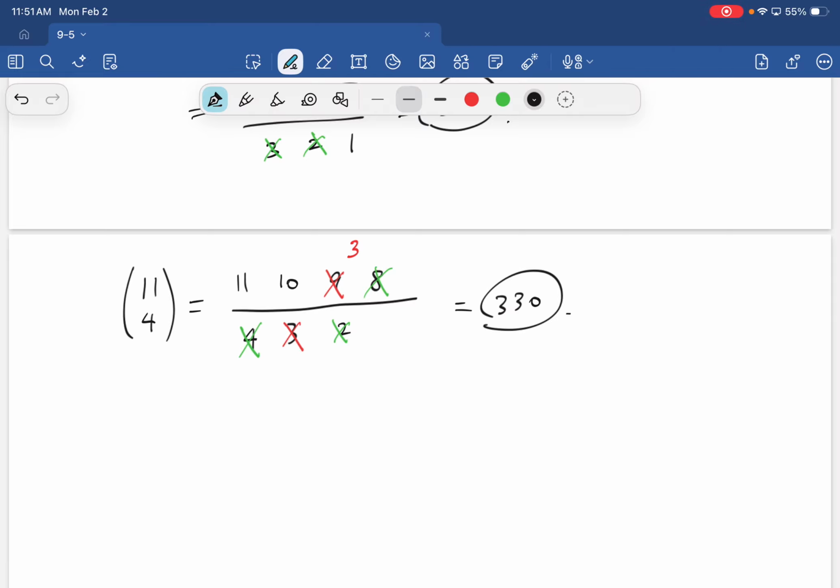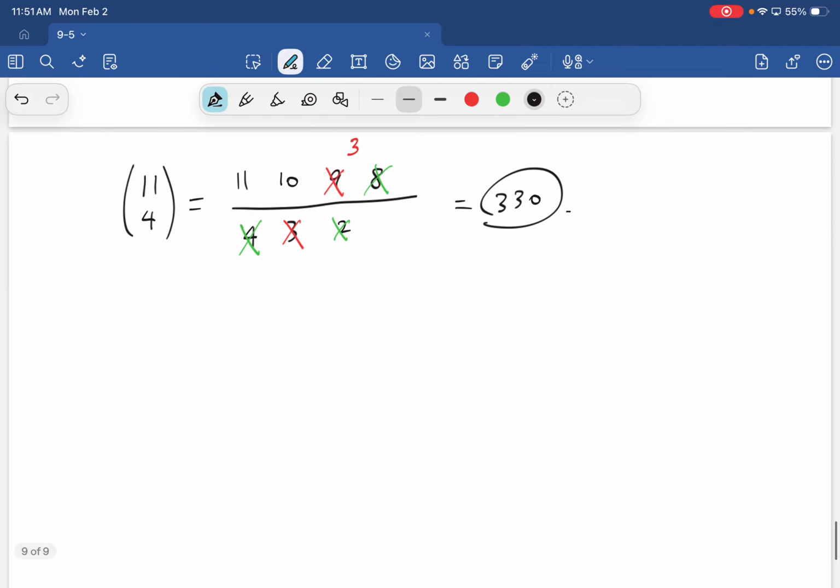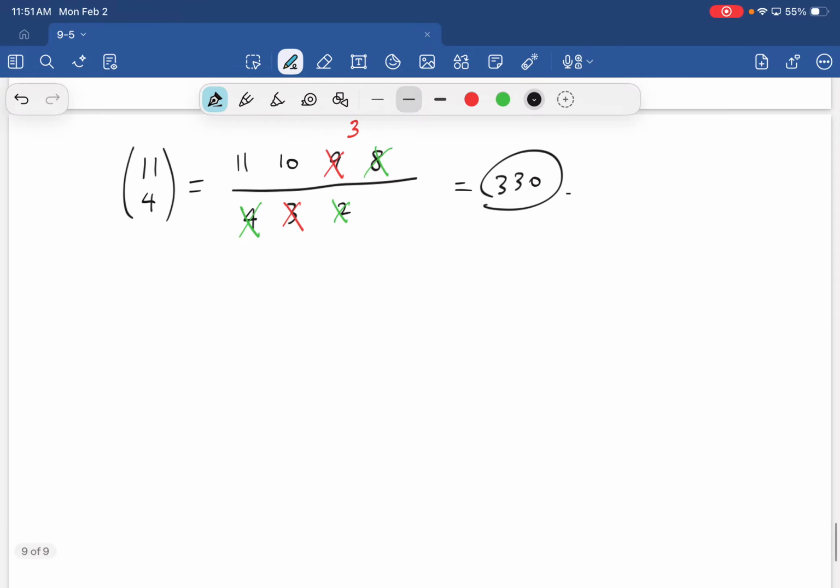I think 9 choose 4 is wrong. Which one? 9 choose 4. I think that's 54. Yeah. Seems too small. Wait, let me double check it. Does this work? 7, 976 432. Yeah, I think 54 is wrong.